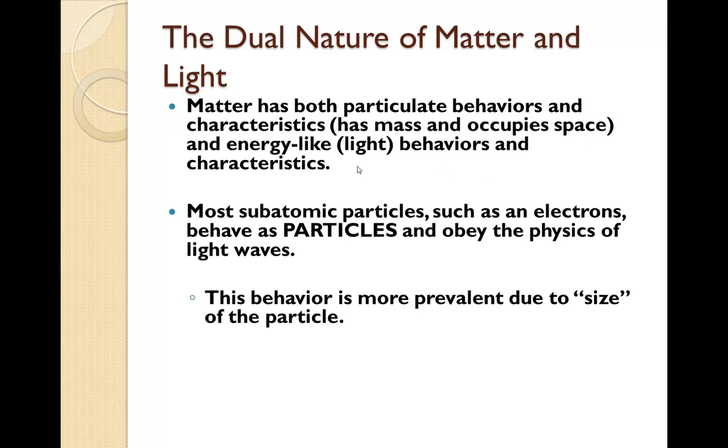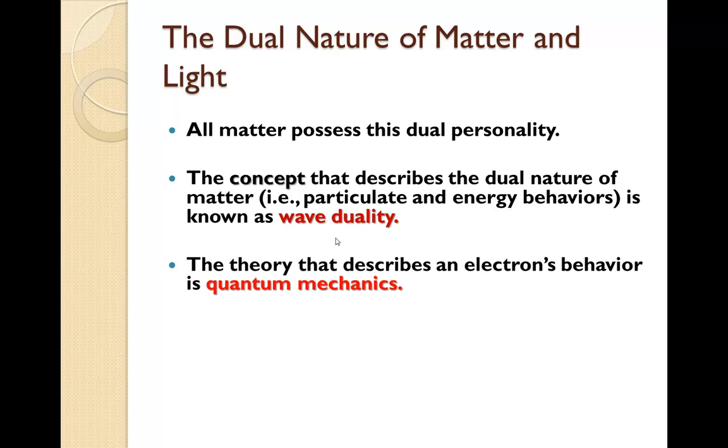Matter has both particulate behaviors and characteristics. It has mass and it occupies space, and energy-like behaviors, like light, and characteristics. Most subatomic particles, such as an electron, behave as particles and obey the physics of light waves. This behavior is more prevalent due to the size of the particles. All matter possesses this dual personality.